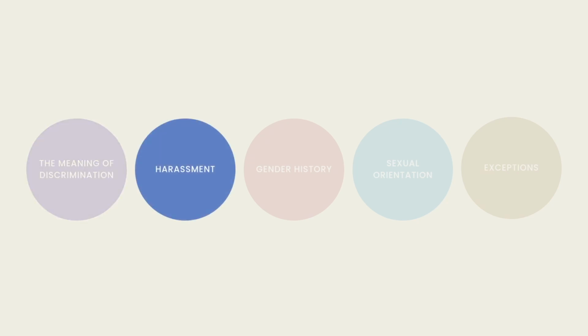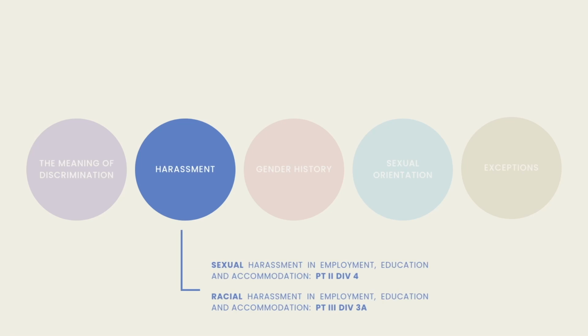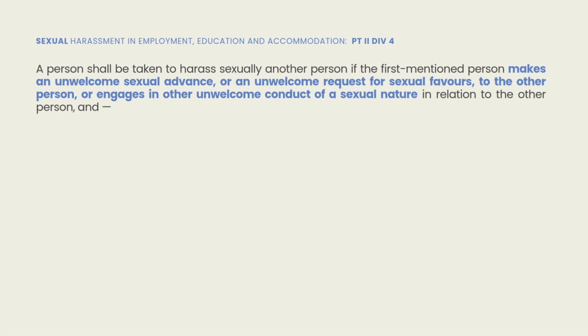In addition to covering unlawful discrimination on the grounds of sex, marital status, pregnancy, and breastfeeding, Part 2 of the Act makes sexual harassment unlawful in the context of employment, education, and accommodation. In order to establish that a person has been harassed sexually in breach of the Act, the conduct must constitute an unwelcome sexual advance, an unwelcome request for sexual favours, or other unwelcome conduct of a sexual nature.